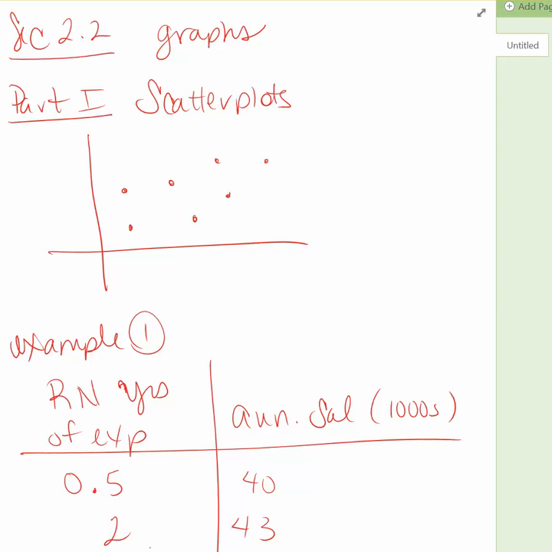Morning. Section 2.2 reviews several graphs that you probably already know, one of them being a scatter plot. This is our x-axis and this is our y-axis. And we typically use a scatter plot when we have something called bivariate data. Bivariate data means that we have ordered pairs for our data.